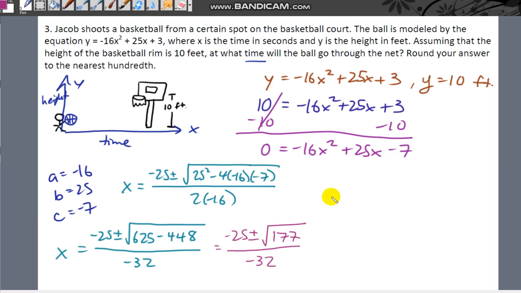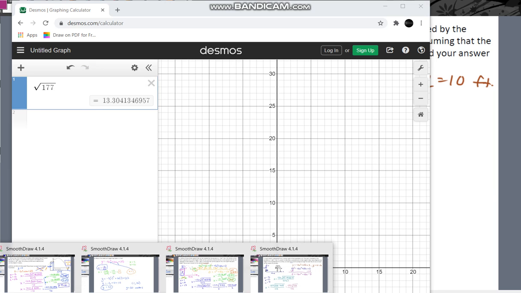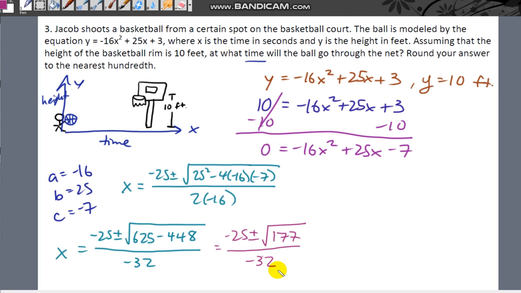Now we need our handy dandy calculator to find the square root of 177. The square root of 177 looks like 13.3. So let's simplify this. We have 25 plus or minus 13.30, divided by negative 32. I'm running out of room, so I'll put the x's somewhere. So x equals negative 25 plus 13.30, divided by negative 32.